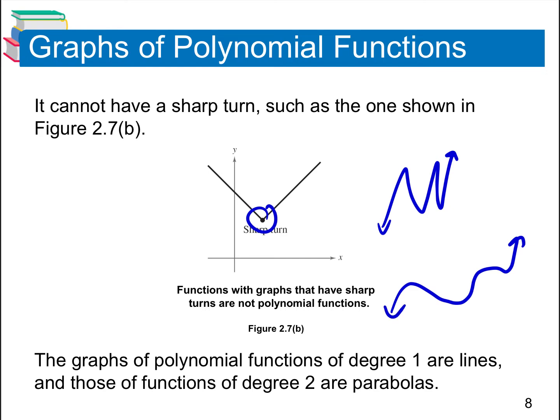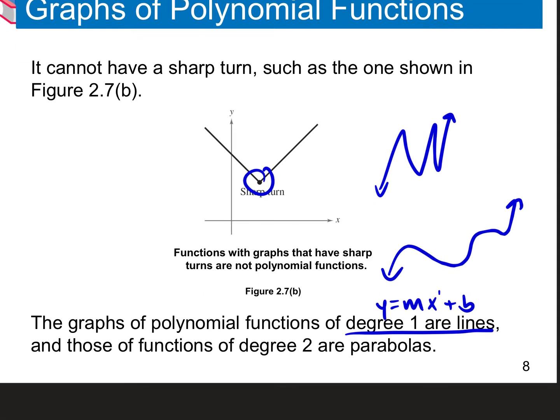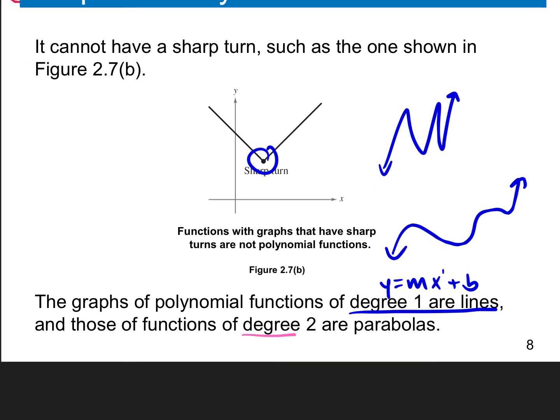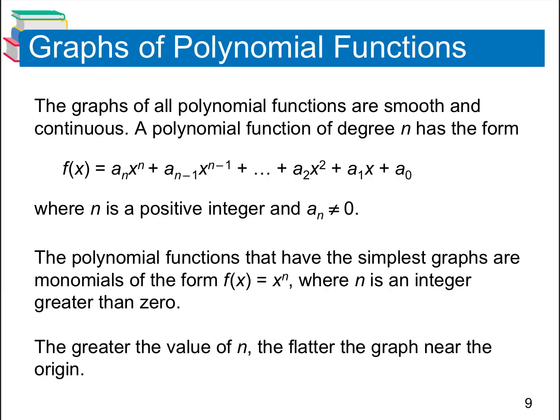And then the graphs of polynomial functions of degree 1 are lines, so that's something like y equals mx plus b, because x doesn't have an exponent up there, so the degree would be 1. Something of degree 2 is a parabola, so that's like an x squared graph. So the graphs of all polynomial functions are smooth and continuous. They have to be both of these things. They will always be smooth and continuous.